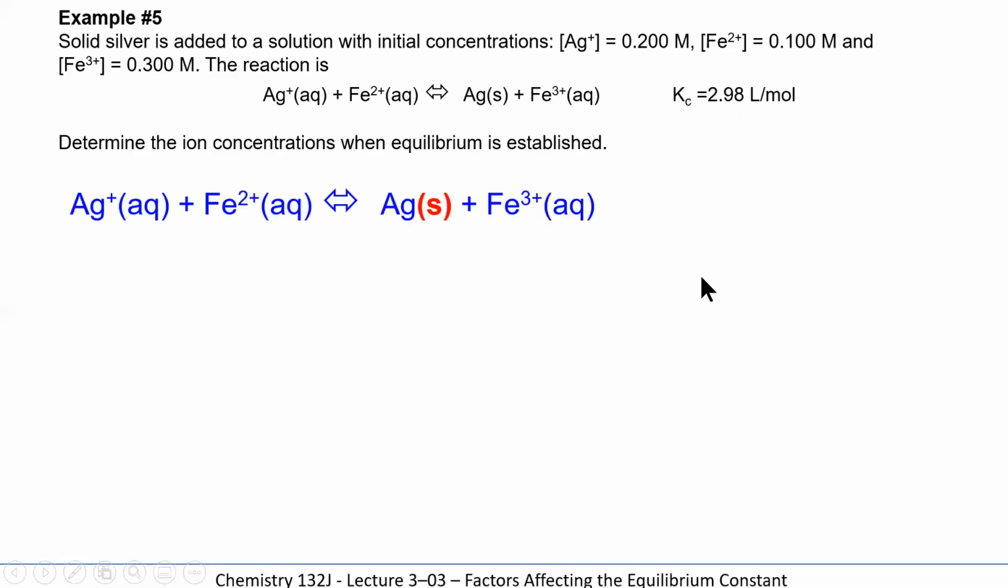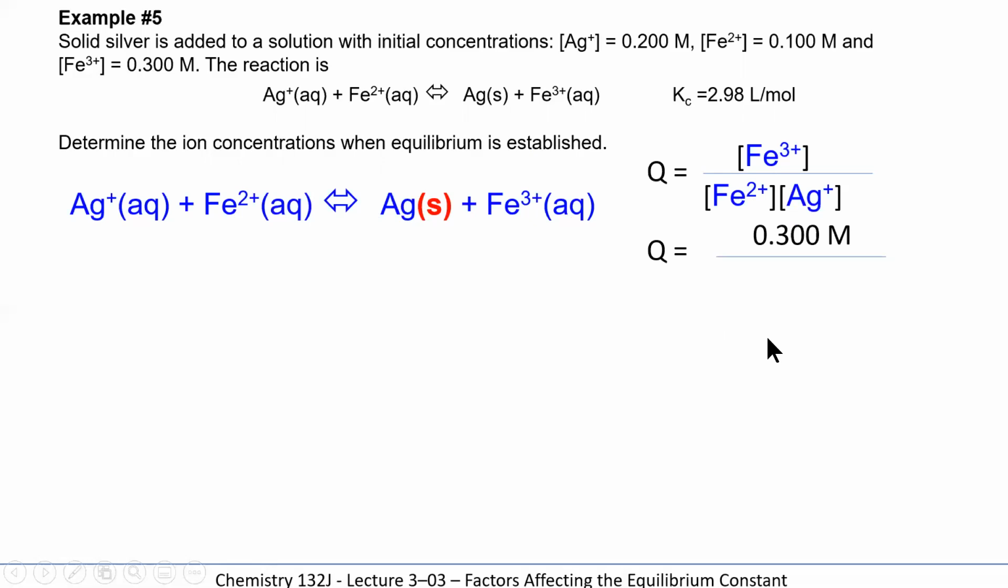So what we're going to do first is find the Q value to see if the system has to shift from right to left or left to right. We can only determine that if we know the value of Q. We can find the value of Q using all the freely mobile particles, the aqueous particles. Remember, the activity of silver will be 1 because it's a solid. It won't be included in Q. So we're going to take the quantity of ferric ion divided by the quantity of ferrous ion and the quantity of silver ion.